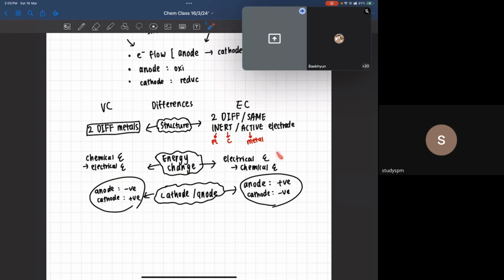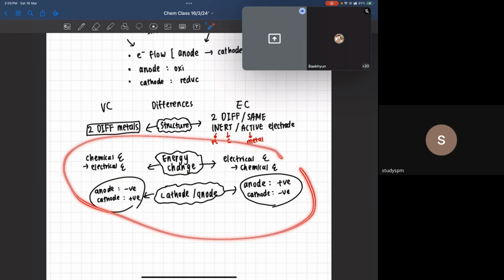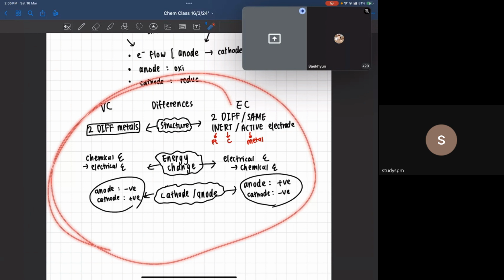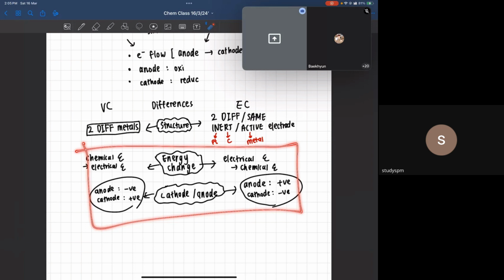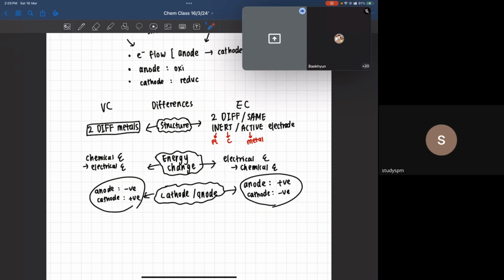Okay, why is this one important? Actually, all three are important, but especially for the tricky questions. If you know these two, I can guarantee you can get full marks, if you know the techniques also. Okay, let's try to see the tricky one that I wanted to show you guys just now.